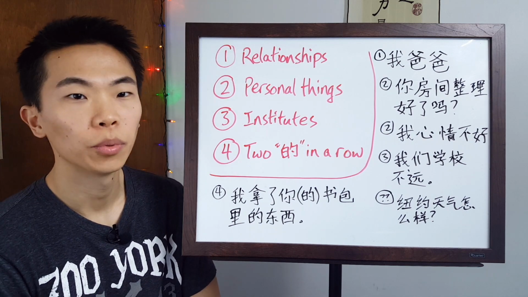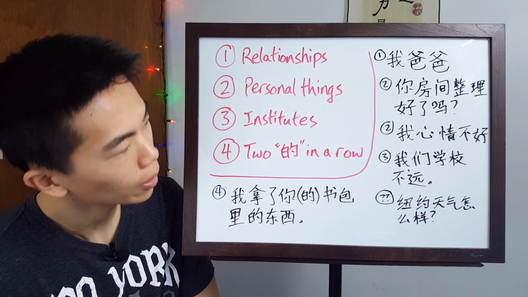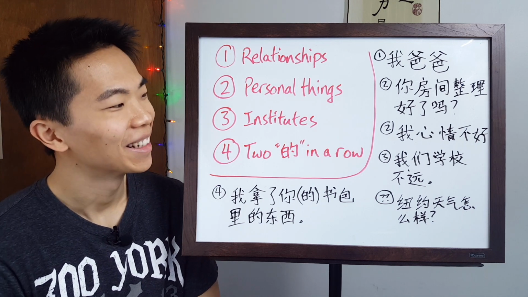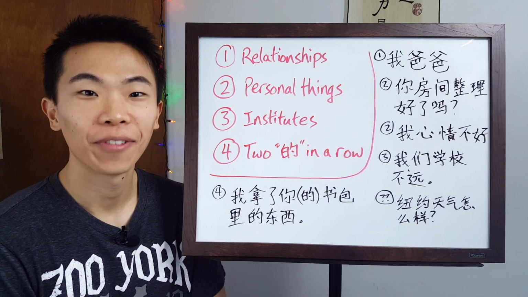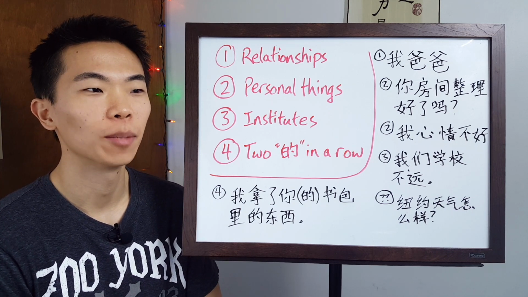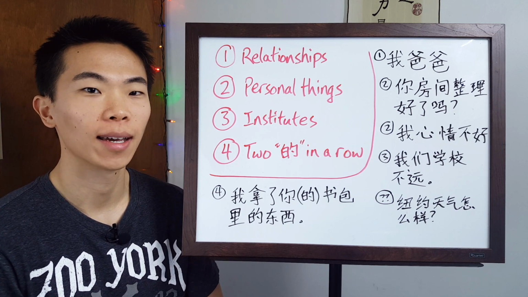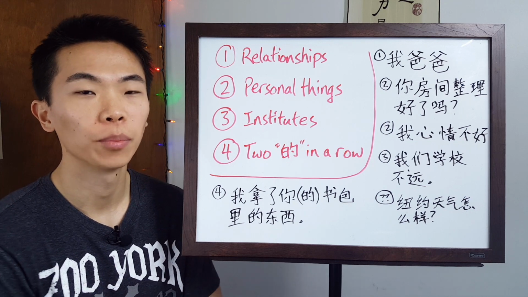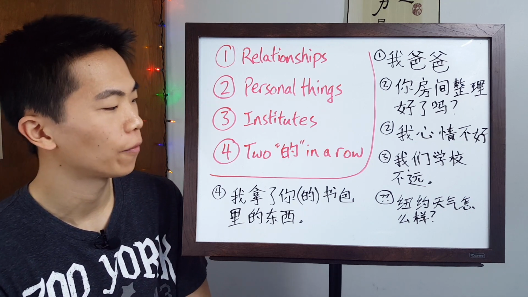我们学校不远. Is that what I wrote? Yeah. Can't really see from here. Our school is not far. You can also say 我们的学校不远. But it's a little bit more natural to drop the de and just say 我们学校不远. Our school is not far.